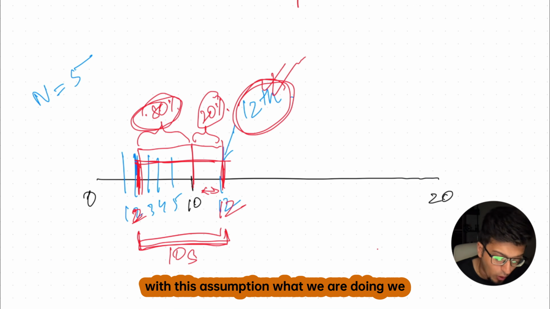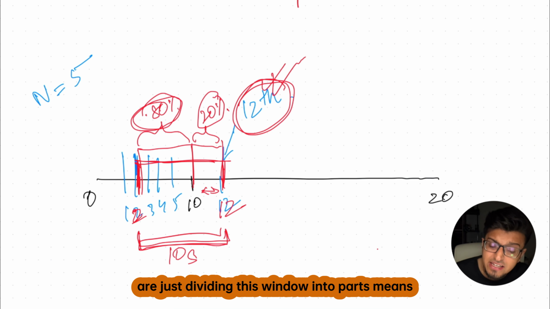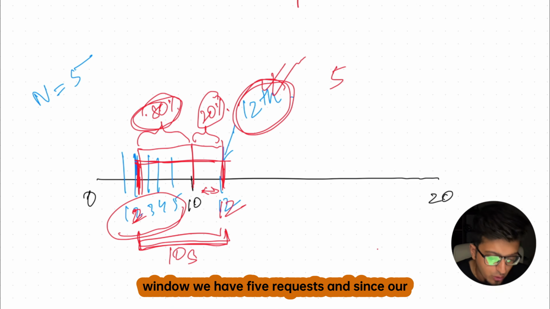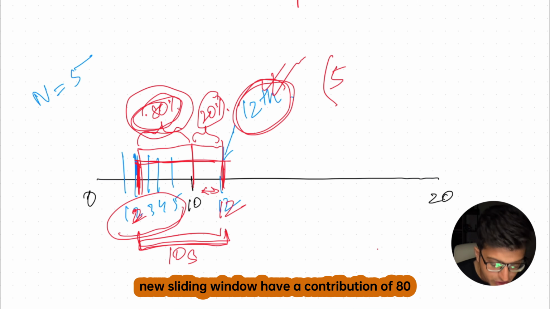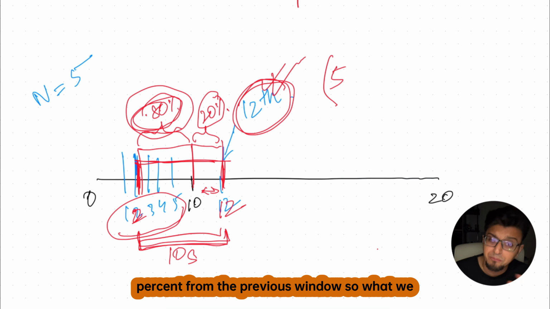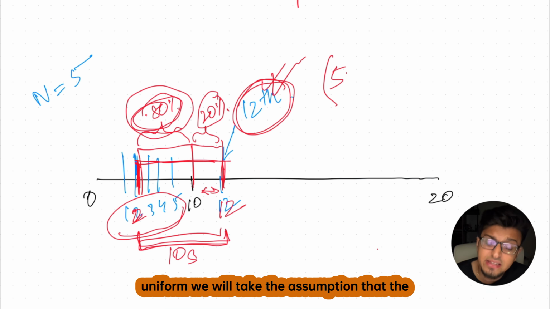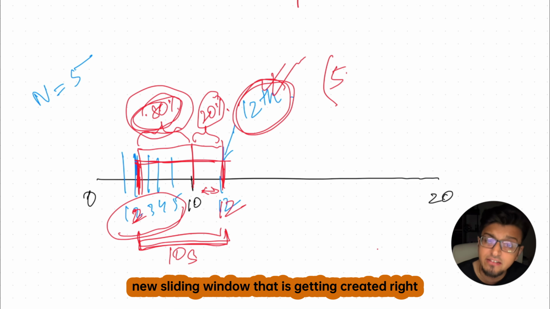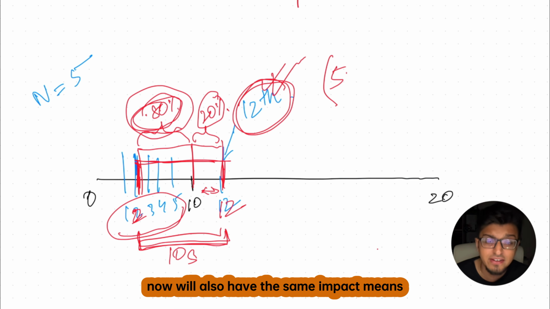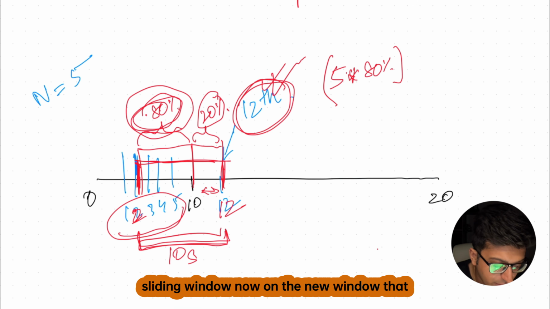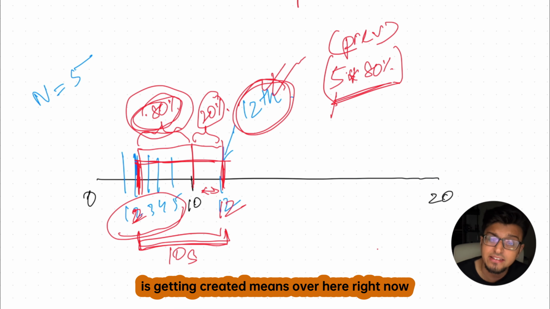With this assumption, we are just dividing this window into parts. If you look carefully at the previous window, we have 5 requests. And since our new sliding window has a contribution of 80% from the previous window, we assume that since the previous load was uniform, the new sliding window that is getting created right now will also have the same impact. We will take 80% of the previous sliding window on the new window.